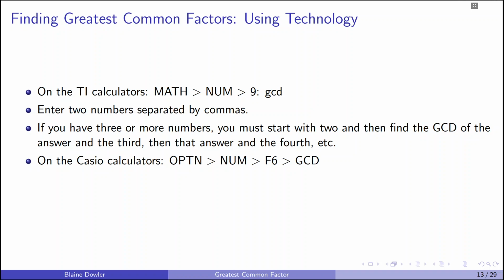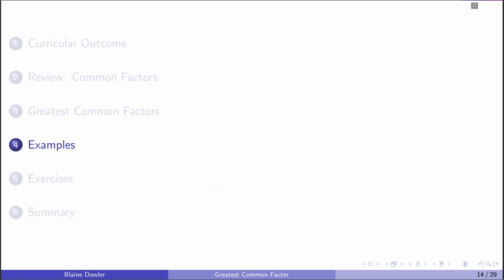If you have a Casio calculator, you go option, number, F6, and then pick GCD. With the Casio, you don't need to do it 2 at a time. You could do 5, you could do 6. I don't know what the upper limit is. It's more than I've ever needed. But you enter the numbers separated by commas, and it finds the greatest common divisor of all of them.